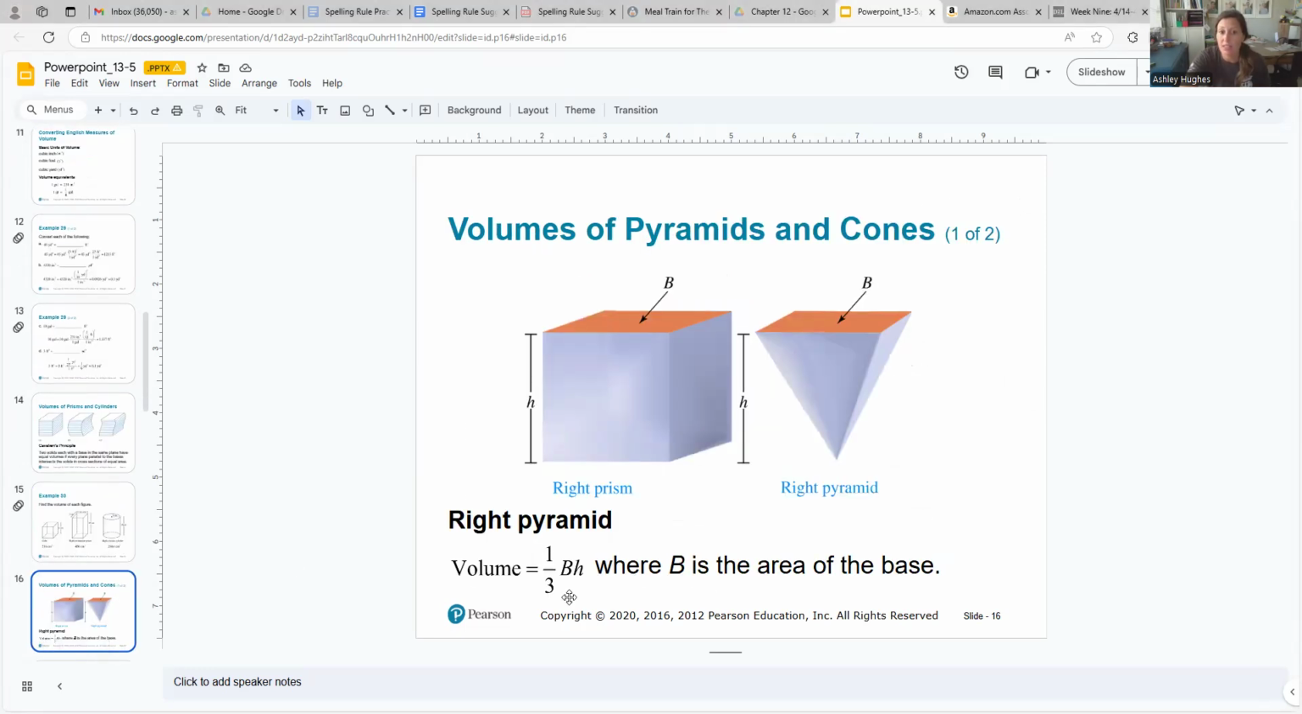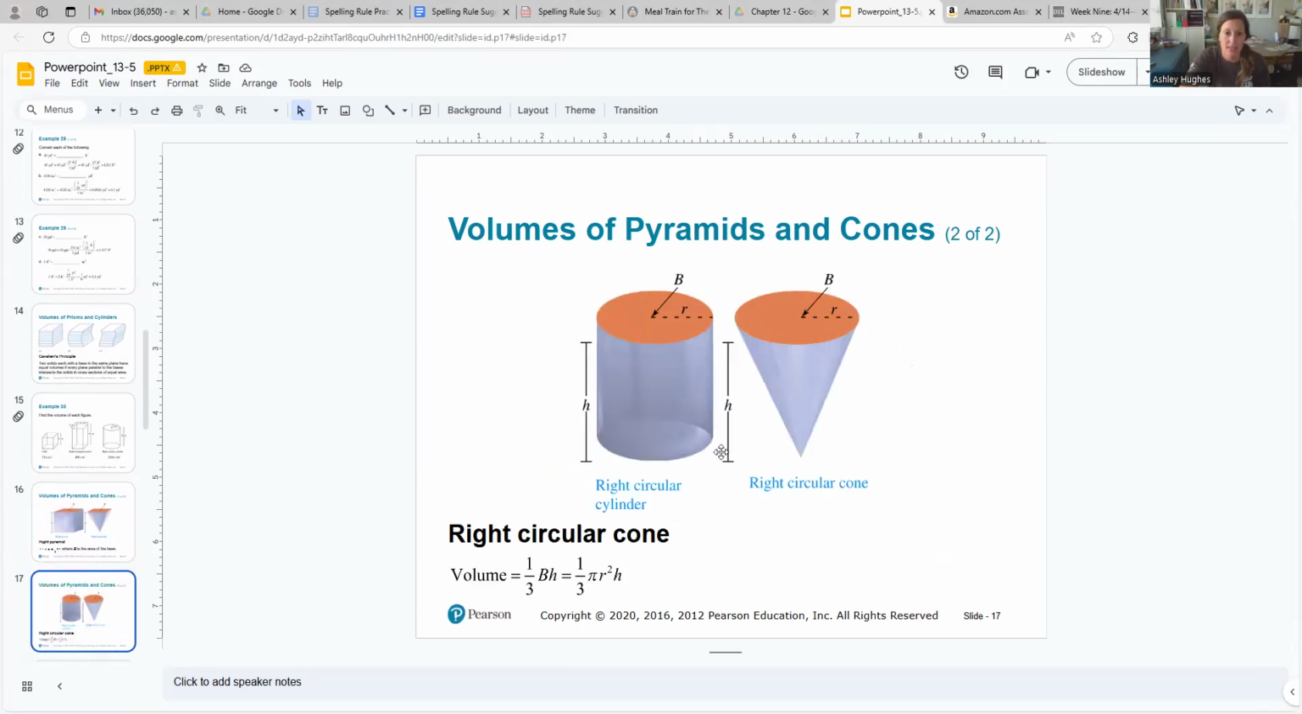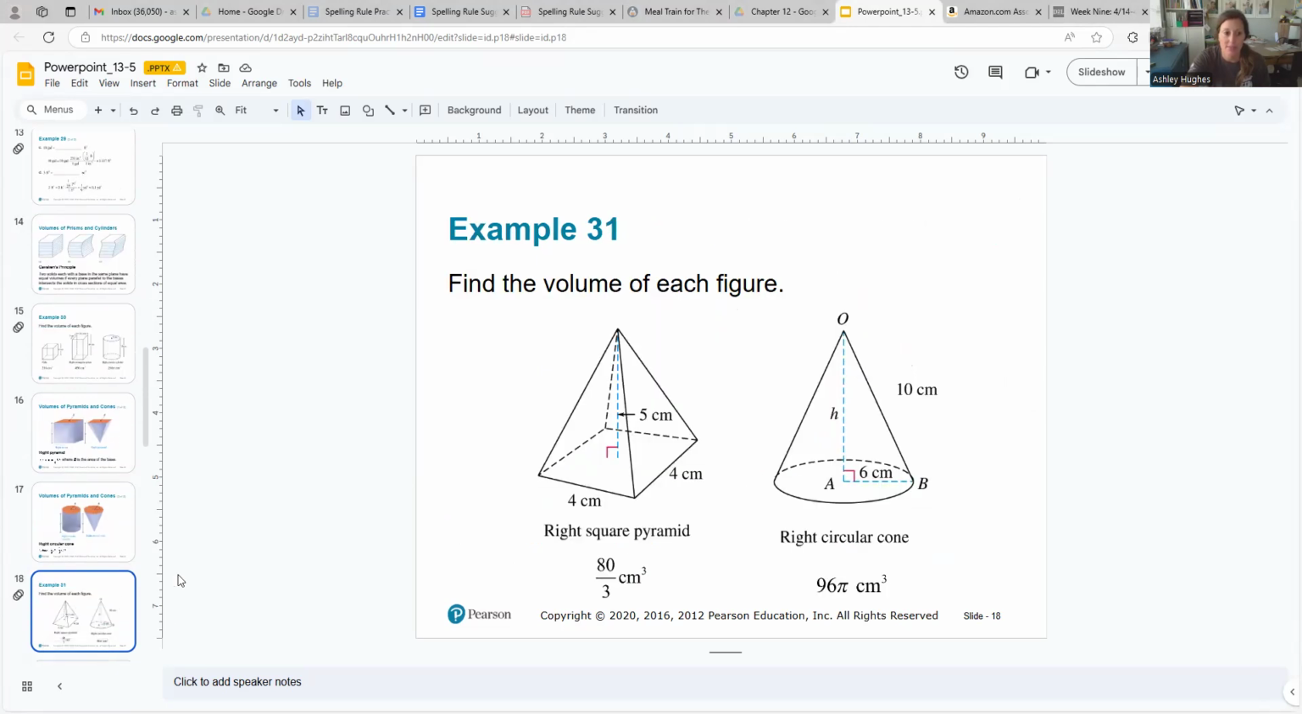For a pyramid, it's 1/3 the area of the base times the height. And then for a cone, it's 1/3 pi r squared times the height. So if I wanted to figure this out, 1/3 area of the base times the height. 1/3 area of this base is 16 times the height, which is 5. And so what do you get? You get 80/3.